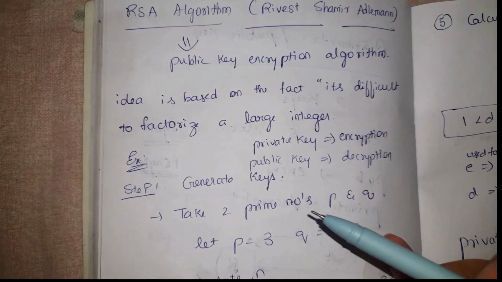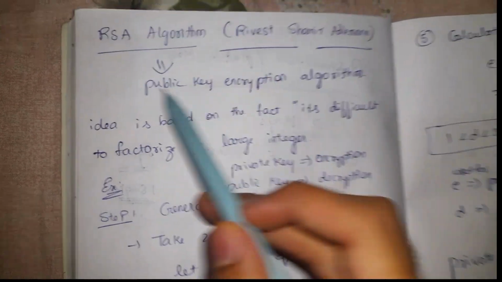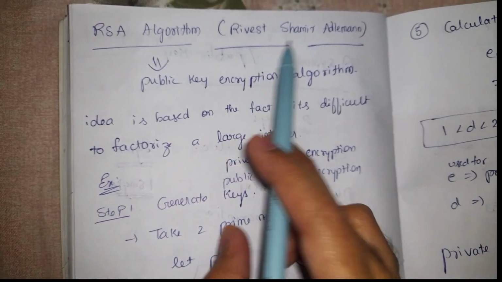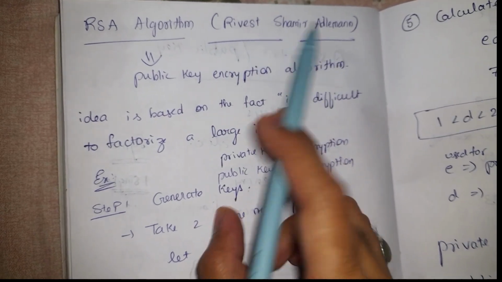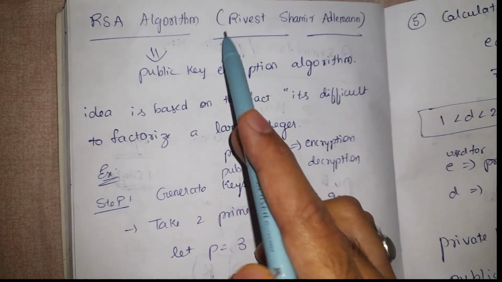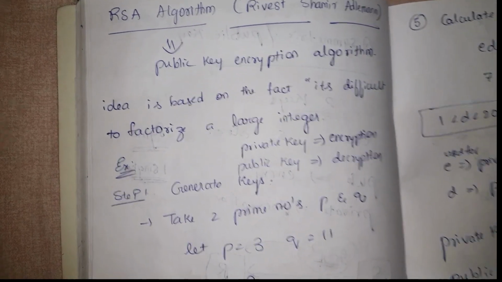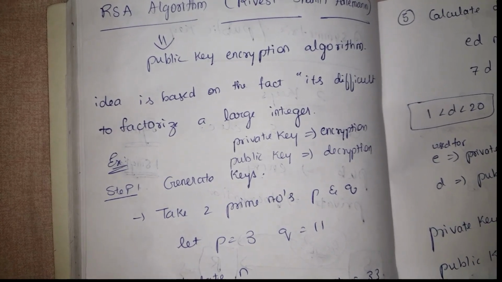Now in this video, we are going to discuss one of the public key encryption algorithms, the RSA algorithm. RSA stands for Rivest, Shamir, Adleman. These three are the names of the scientists responsible for developing this RSA algorithm. Now what is the basic idea behind the RSA algorithm? Let's try to understand that.